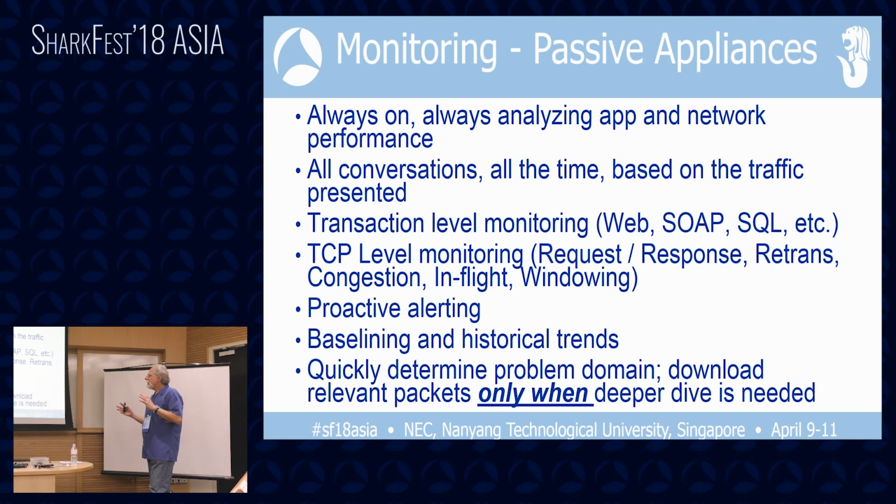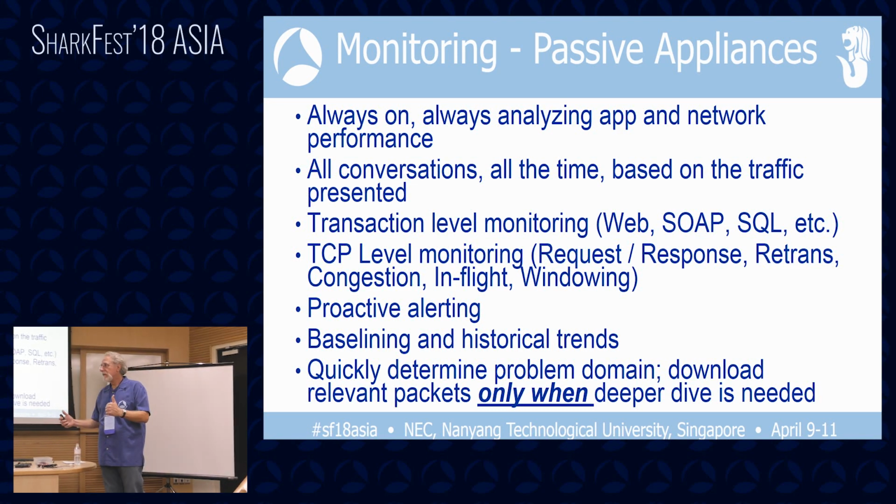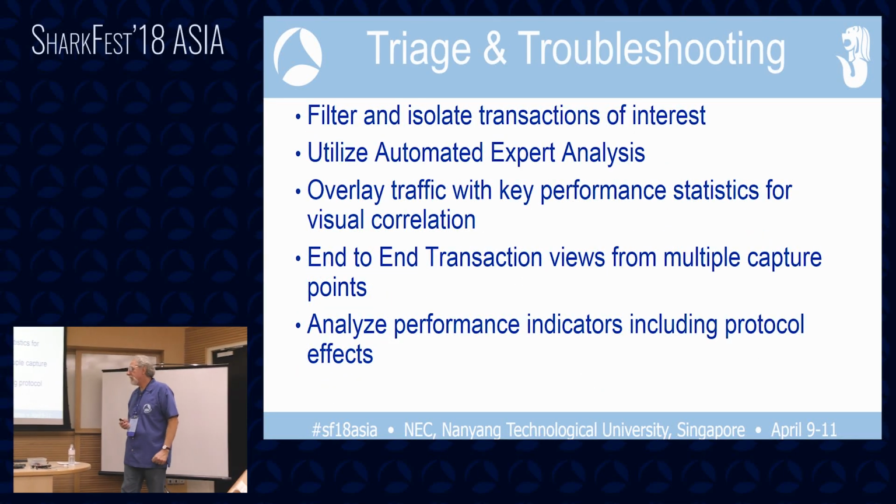The idea is you want to use these appliances to help you quickly determine the domain of a problem. Is it the network? Is it the application? Is it the server? Is it the application code? Is it something else, somebody else's network causing the issue? If you can solve an issue without having to download packets, does that sound like a win? As much as I love to look at packets, if I don't have to look at packets and can still solve a problem, I'm a happy camper.